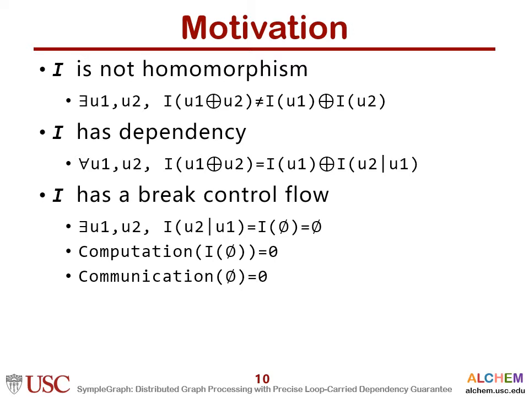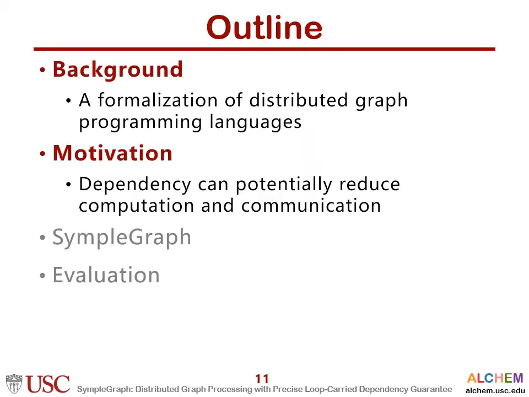So this is the motivation. If I is not a homomorphism, we are actually doing redundant computation and communication in current systems because we are defining a very strict programming abstraction. So far, we have introduced a formalization of distributed graph programming languages, and our motivation is that if there is some dependency in the graph algorithm, it can potentially reduce computation and communication.